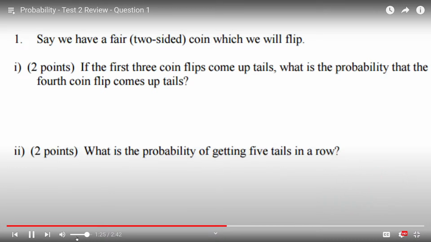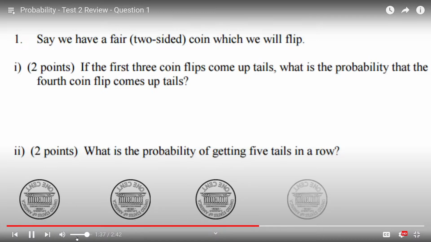The next question expands upon this a little bit, and this time we want to look at the probability of getting tails 5 times in a row. This time you're going to flip a coin and it's going to come up tails, tails, tails, tails, and tails. And it's important to realize what's going on right here. You are getting tails 5 times in a row, which seems kind of unlikely. Each time you flip the coin, it has a 50% probability of coming up tails.